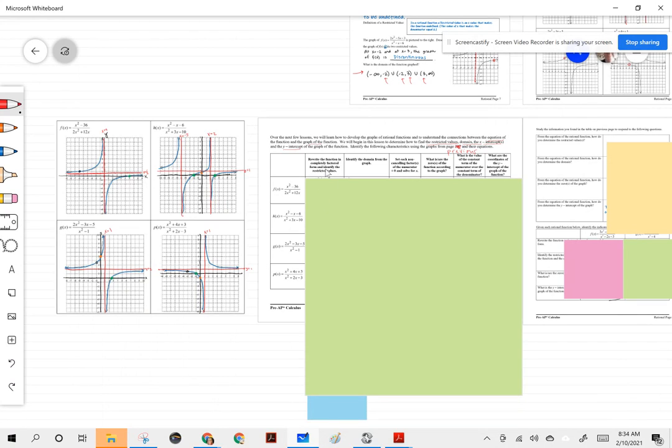I want you to first factor, and then identify the domain from the graph, set each non-canceling factor in the numerator equal to 0 and solve, finding out what the zeros are according to the graph, what is the value of the constant term, numerator over the denominator, and then what are the y-intercepts according to the graph. So answer those questions as they come up.